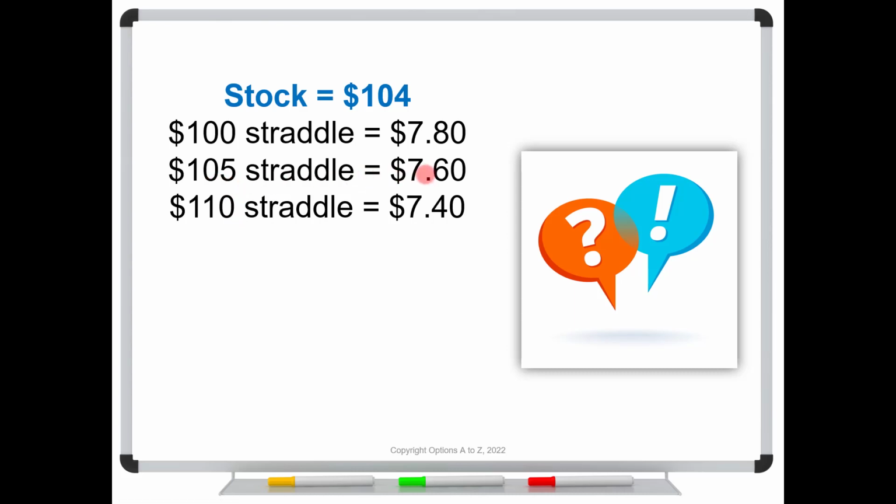But now let's take a closer look. With the stock at 104, the $100 straddle has 4 points of intrinsic value on the call, and therefore $3.80 of extrinsic value. What about the 110 straddle? With the stock at 104, it has $6 of intrinsic value, and that leaves only $1.40 of extrinsic. So we know that the 110 straddle should be the most expensive straddle on the board, and it's actually the cheapest. And that is really the big pricing discrepancy right here. And that should stand out immediately to anybody who understands options.